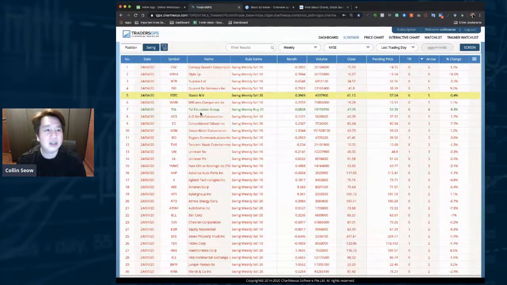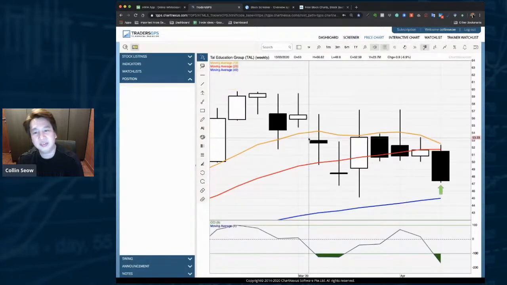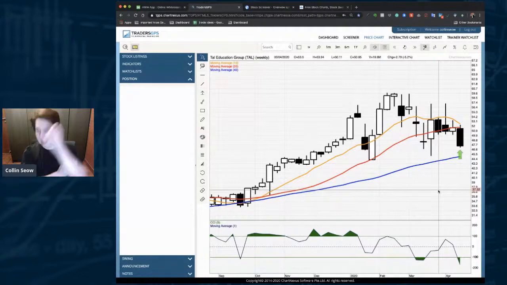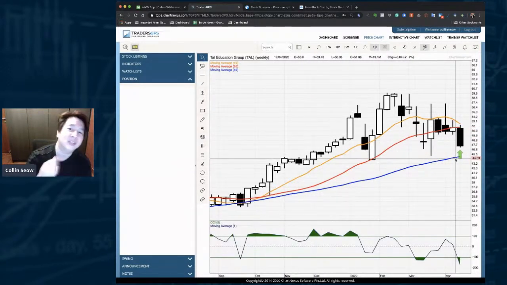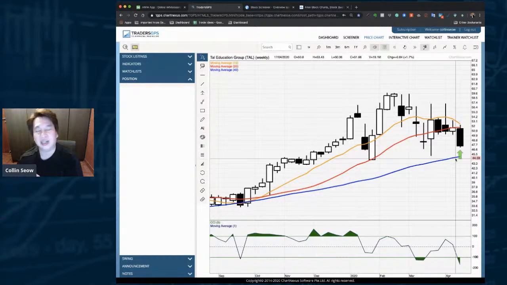So let's see whether we can do one long here. TAL. TAL is challenging. Even though it's a swing buy order, can you see the 20 and 40 are sloping up, yes or no? Who is sharp enough to tell me what's wrong with this TAL? Why maybe it's not so good to buy right now? Swing buy, weekly chart.